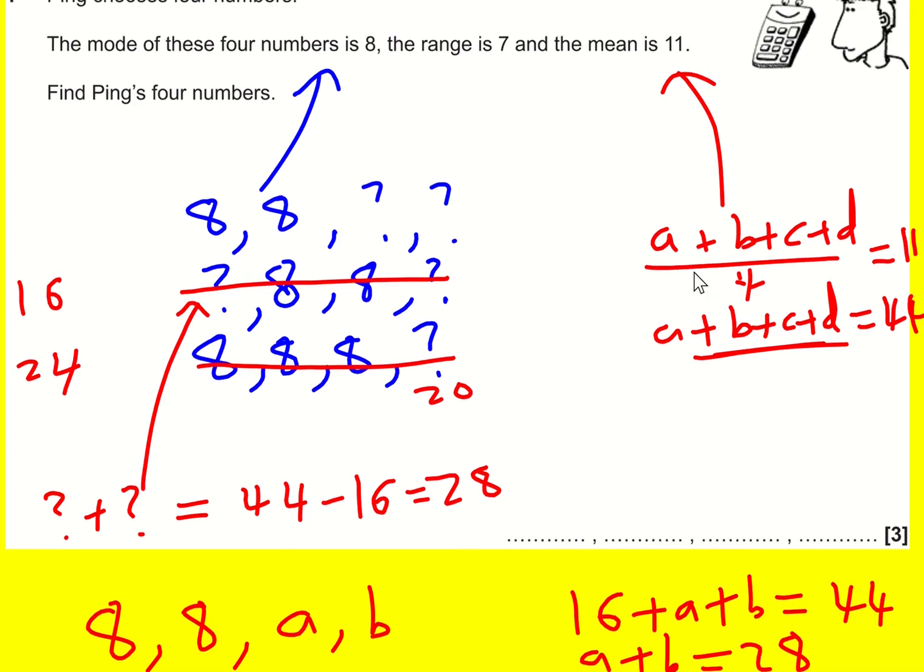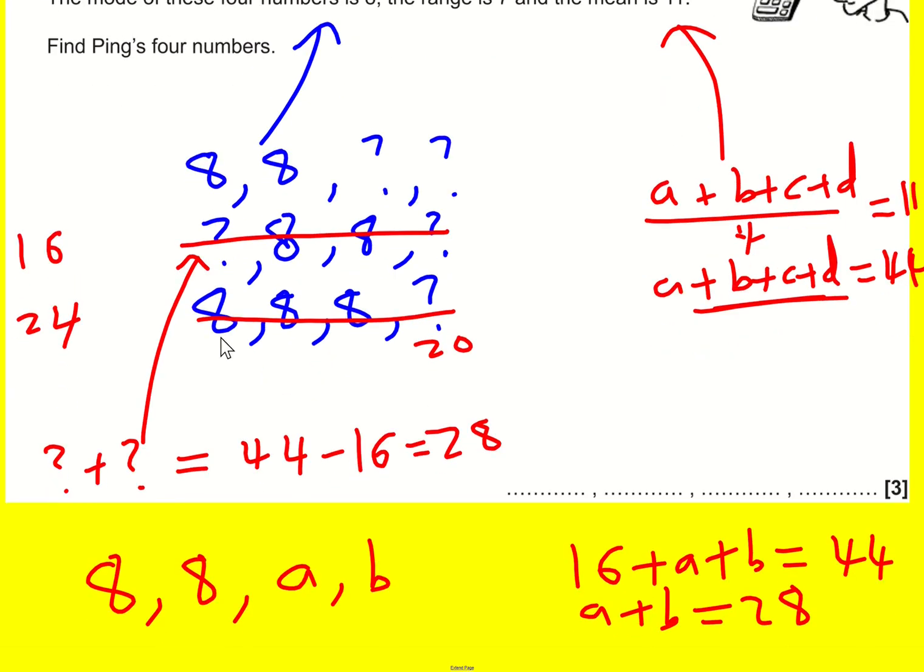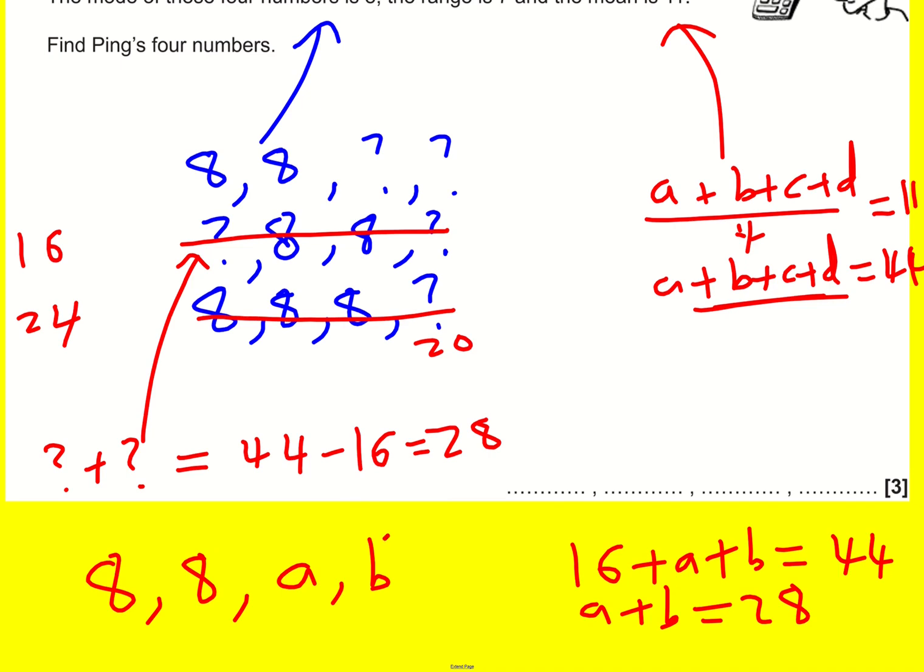Now I want a range of 7, but that doesn't mean that these two differ by 7, because 8 is my smallest number here, so actually I could have done that earlier on. This is going to be 15. And that's then going to work, because what do I need A to be? It's going to be 13.